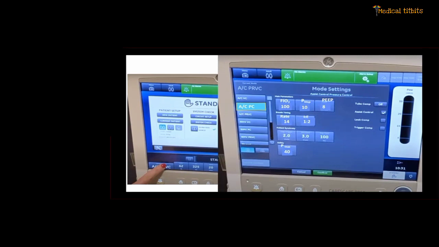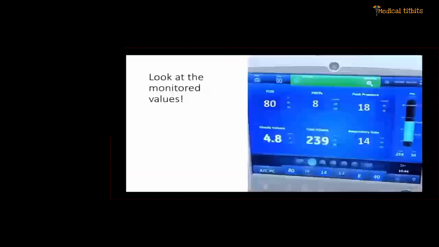Plus the other synchrony factors we'll discuss about trigger and all a little later, but as of now I'll keep the same flow trigger of 2, and then depending on the make of your ventilator you can opt for tube compensation, assist control, leak compensation, etc. These depend on the manufacturer's instructions.